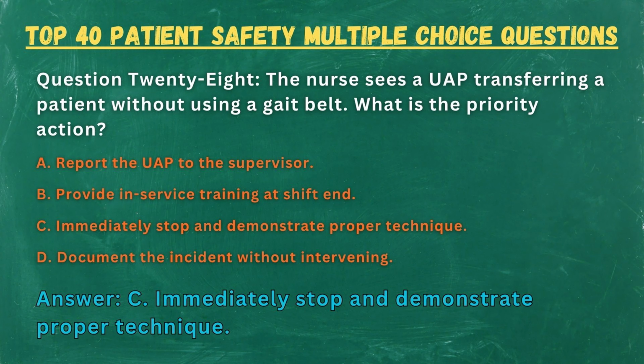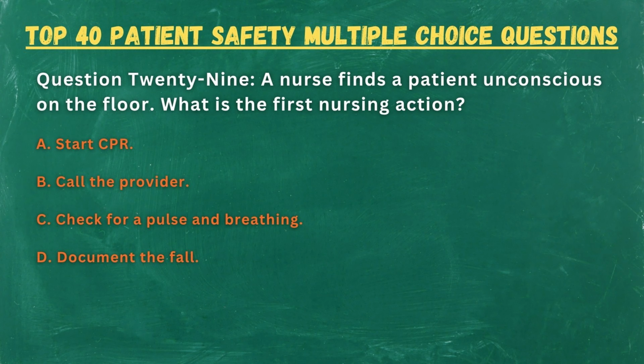Answer: C. Immediately stop and demonstrate proper technique. Question 29. A nurse finds a patient unconscious on the floor. What is the first nursing action? A. Start CPR. B. Call the provider. C. Check for a pulse and breathing. D. Document the fall.